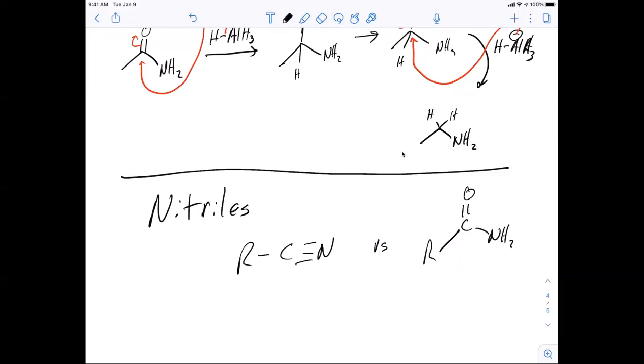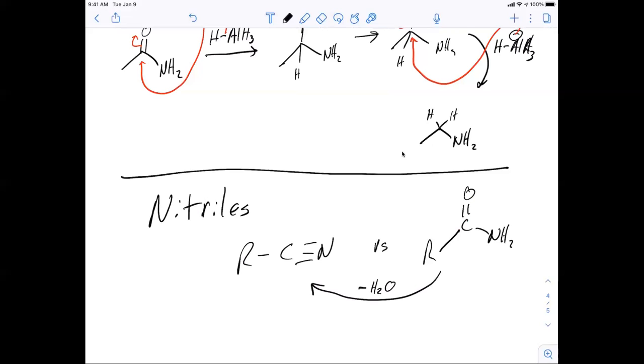versus amides, if we think about these two, what's missing when we go from an amide to a nitrile? Well, looking at the nitrile, we have the R, the alkyl group. We have the carbon and we have a nitrogen. When we go to the amide, what do we have? We have the R, the carbon, oxygen, nitrogen, and 2 hydrogens. What's an oxygen and 2 hydrogens? All right, what's missing between those two is water.